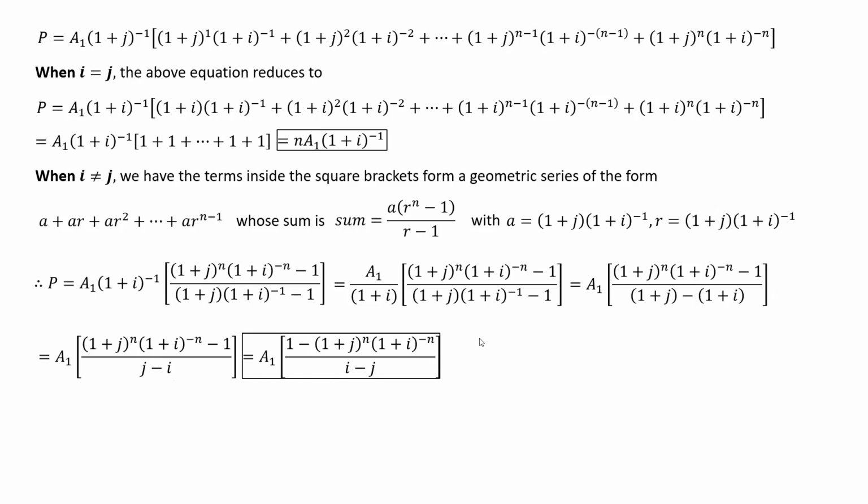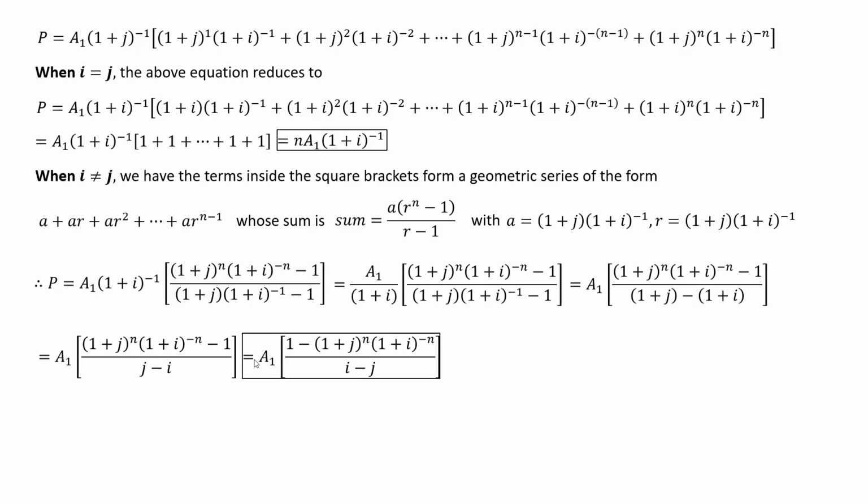So this is the formula for the present value. This is the formula for the present value in the case of geometric gradient series. Cool? All right.